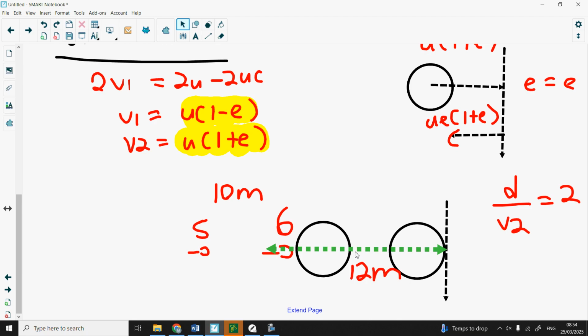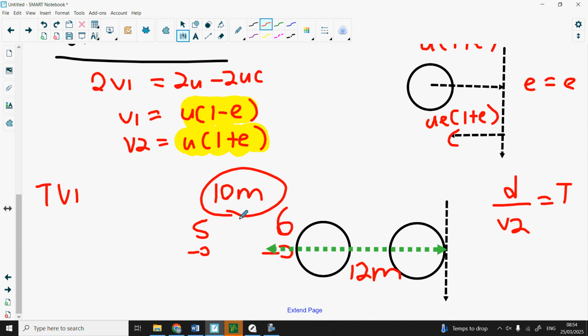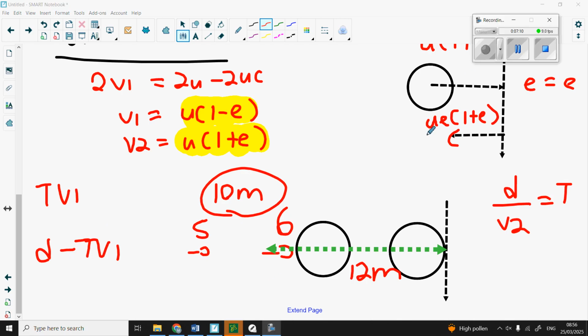We have all these variables and stuff. So we have to automate this process. So here's what we actually did. We did distance divided by v2, gives me the time. Is that okay? And then we did time multiplied by v1 to get the 10 meters. And then we did our distance take away tv1, wasn't it? Would you all agree with that? I'll pause it for a second. So we've come up with a system. It's d minus tv1, yeah?